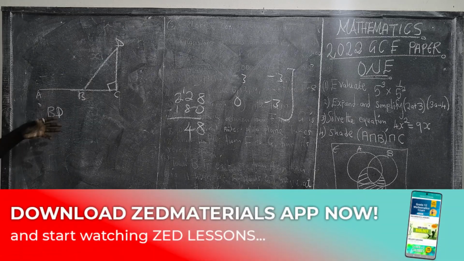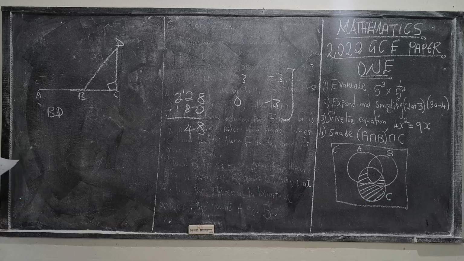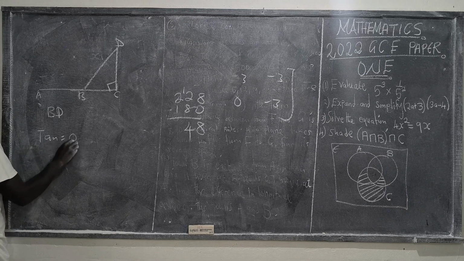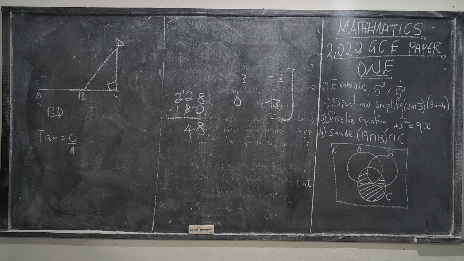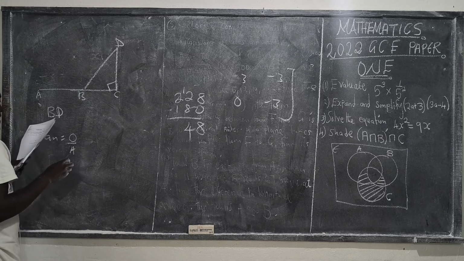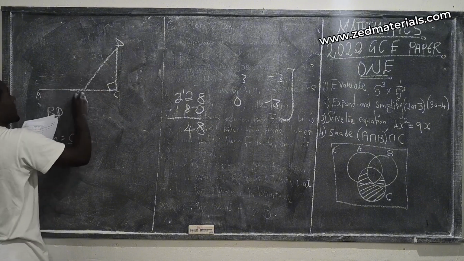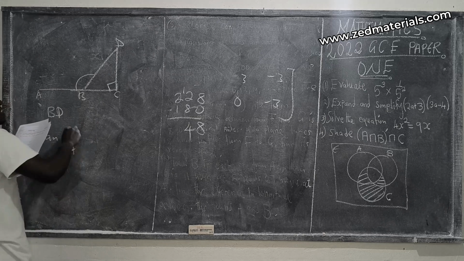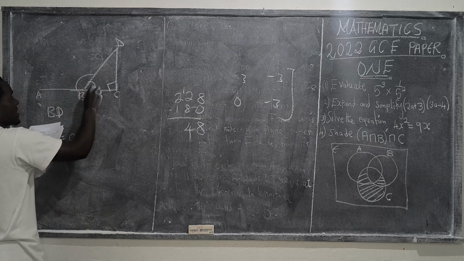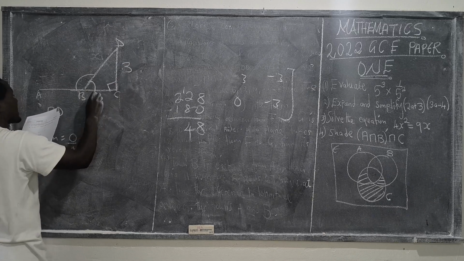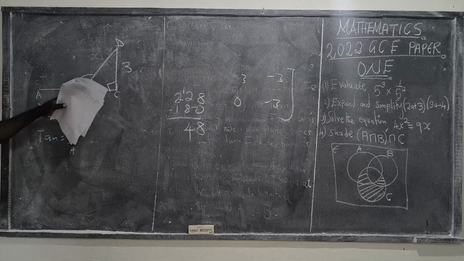When you go to the Z material app, we gave you the explanation on how you can find the tan under the 3 trigonometric ratios, which is sine, cos, and tangent. So tan is given by opposite over adjacent. So what is our opposite? They are saying tan ABD, which is this one. Okay, so it is negative. So the reflex of this is this one inside here. So the opposite now is 3, and the adjacent is 4. Okay, so we want to find the BD.